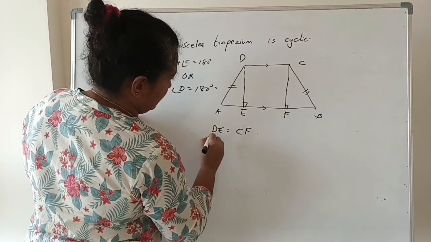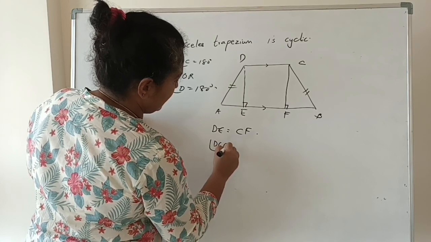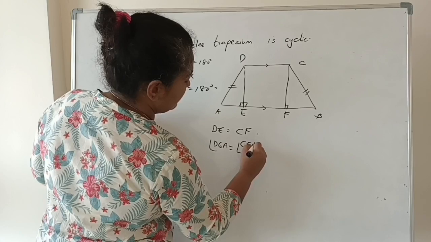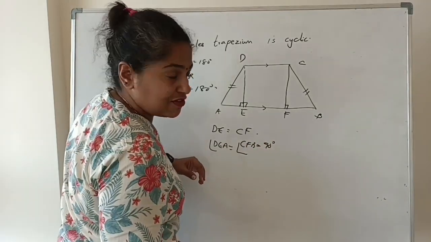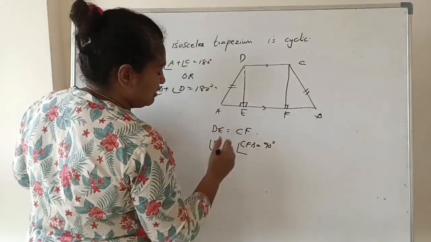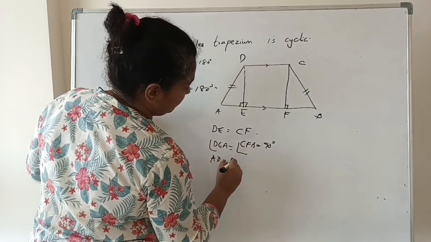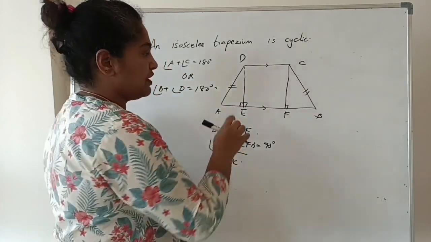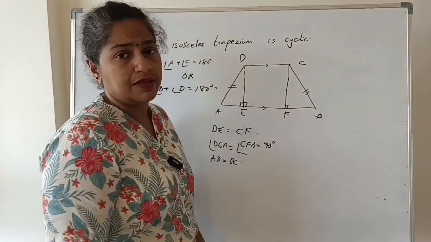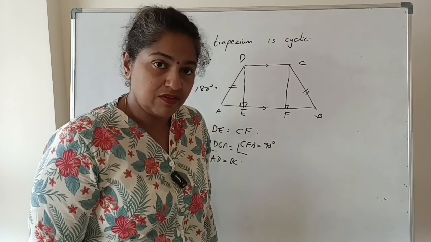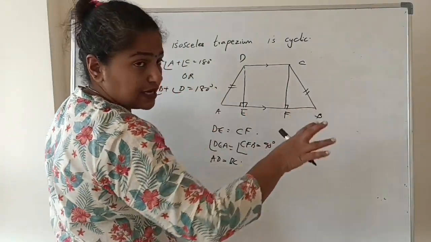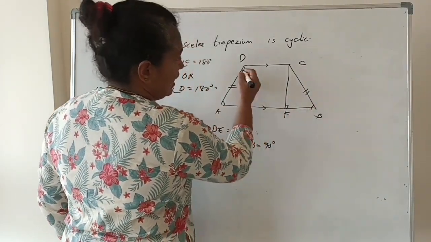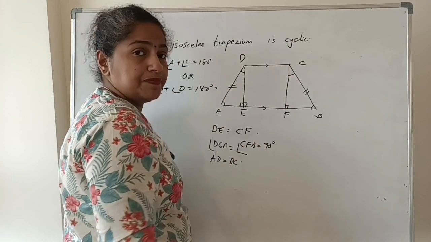I know this angle is 90 degrees, which is angle DEA, and angle CFB is equal to 90 degrees by construction. And I also know that AD is equal to BC. It is given to you. So, these two triangles are congruent by RHS congruence. You have a right angle, you have a hypotenuse, and you have another side. So, by CPCT, we can say that angle A is equal to angle B and this angle is equal to this angle.